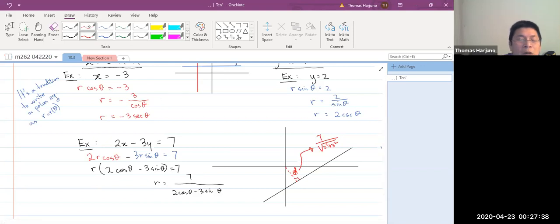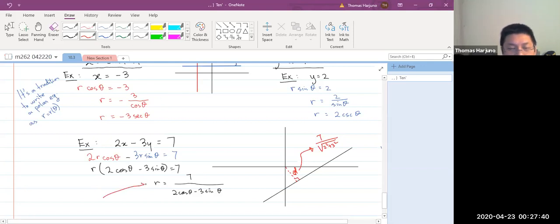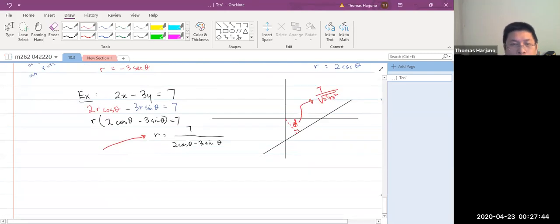Now that's because if we look back to this function, that r equals 7 over 2 cosine theta minus 3 sine theta, r is minimum, which is the minimum distance, right? Because there are a lot of distances though.